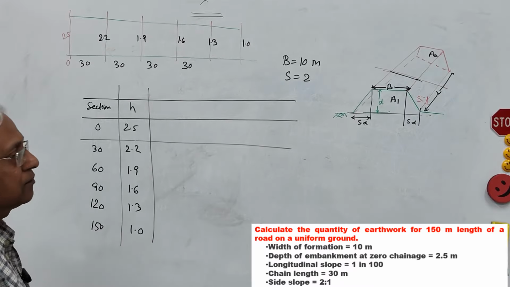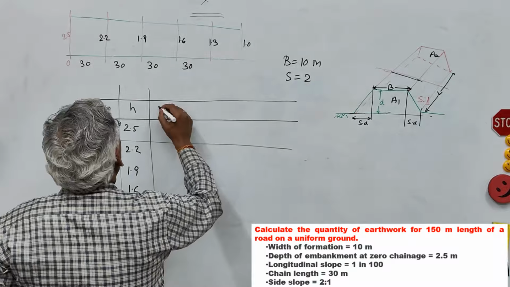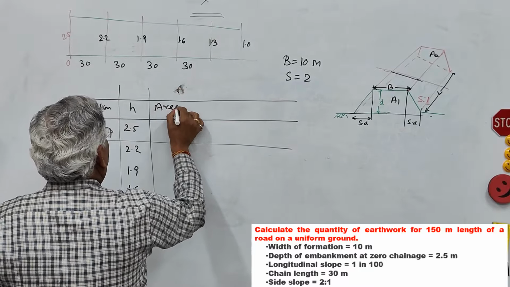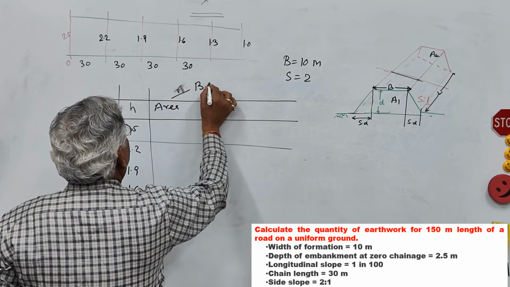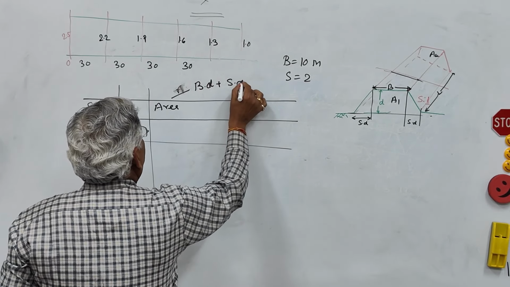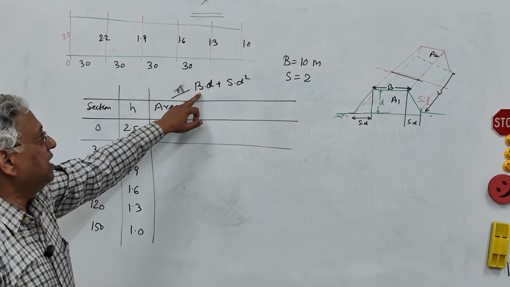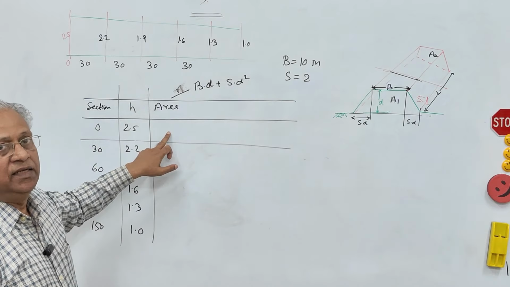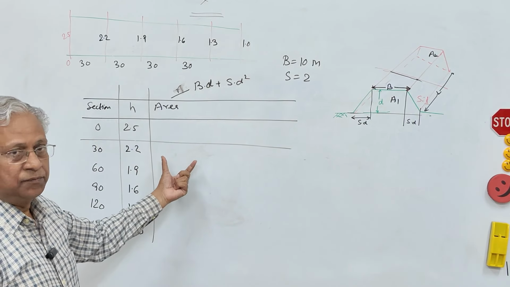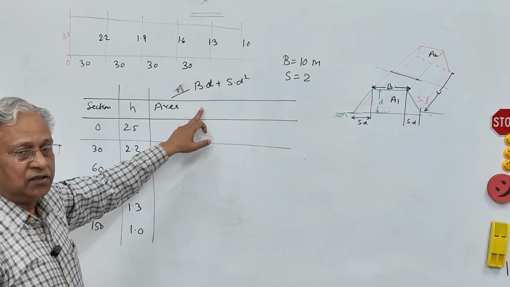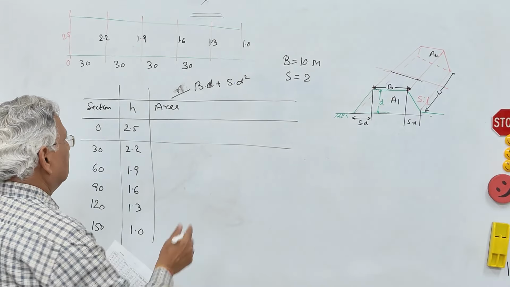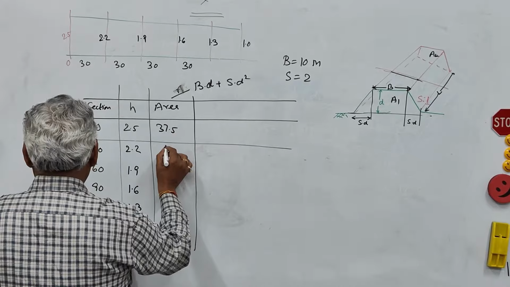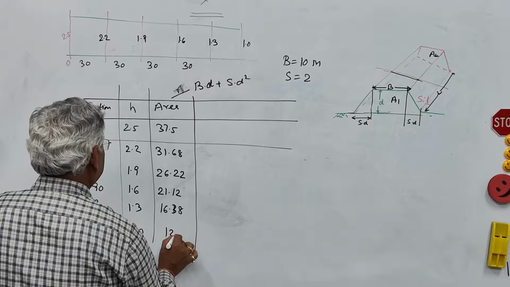Find out the area. Now the area, as I told you, is B into D plus S into D square. Now you know D is 2.5, S is 2, calculate the area. You can do it in two parts also. Find out B into D and then side slope S into D square, and then add. So the area here will be 37.5 meter square and 12.0.